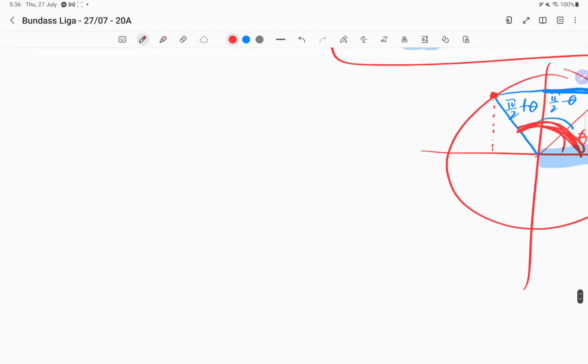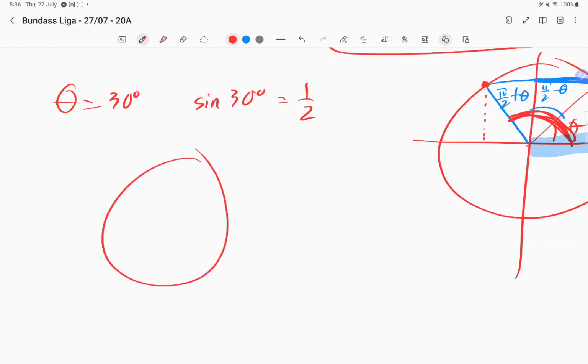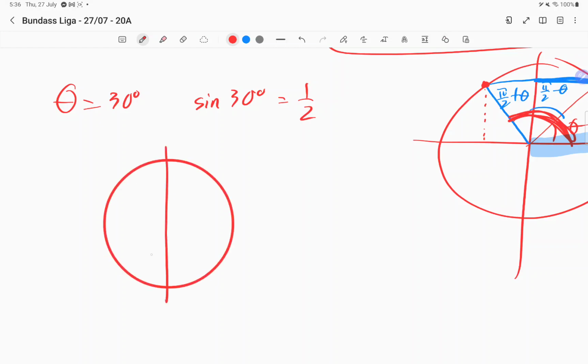Okay, let's use an actual example. Let's say theta is equal to 30 degrees. What's sine of 30 degrees? One over 2, yeah. Sine of 30 degrees is 1/2. Now let's draw a unit circle here, and we'll draw out 30 degrees like here. Sine of that is 1/2, which technically would be like here. This is standard stuff, yeah?